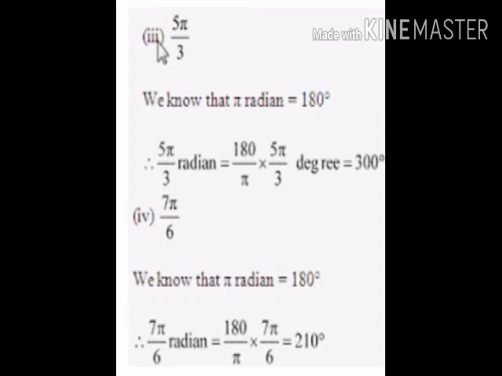Look at another example. We have 7 pi by 6 radian. Our aim is to convert this radian measure into degree measure. So we multiply 7 pi by 6 with 180 by pi. Pi we can cancel, 6 and 180 we can cancel. So 30 into 7 is 210 degree. That is, 7 pi by 6 radian is equal to 210 degree.